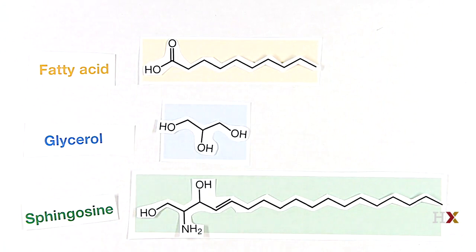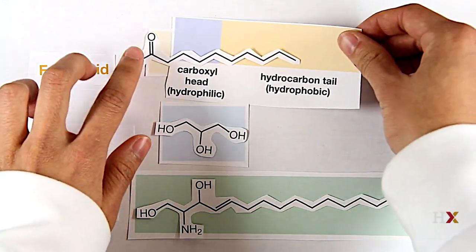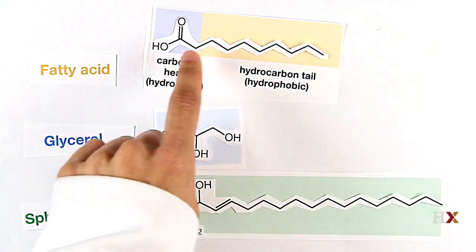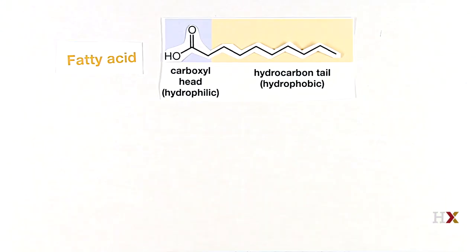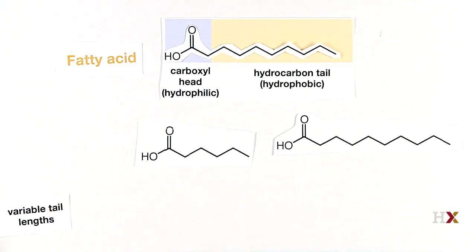The fatty acid structure contains a linear hydrocarbon chain and a carboxyl group. The hydrocarbon chain is hydrophobic, while the polar carboxyl group is hydrophilic. So we can focus first on the fatty acids and their properties. So variations in fatty acids come from 2 sources. First, fatty acid tails can have different lengths. And second, some fatty acids are saturated and others are unsaturated.